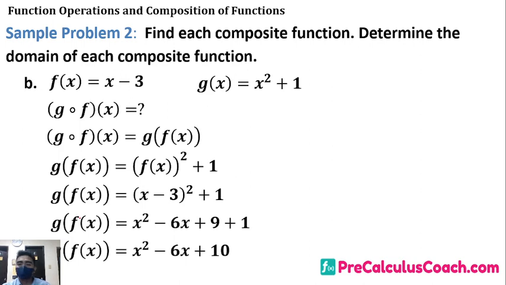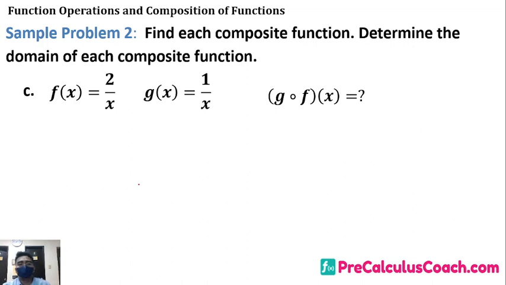Okay. So, how about another example? What if this is your, I'm sorry, this is your example. f of x is equal to 2 over x, while your g of x is 1 over x. How are we going to deal with this one? We know that the denominator can't be 0. Correct? It shouldn't be 0. So, how are we going to deal with this one?